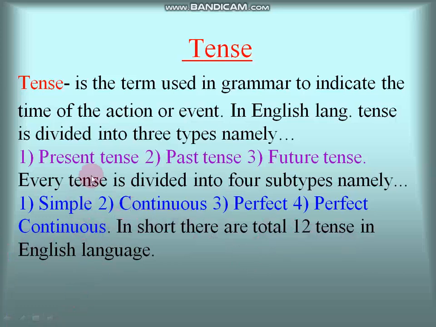Okay. Now simple present, simple past, simple future. These three are there. Present continuous, past continuous, future continuous. These three, total 6. Later on, present perfect, past perfect, future perfect, plus 3, 9. Later on, future perfect continuous, past perfect continuous and present perfect continuous. That means totally there are 12 tenses in number. Now we go one by one.